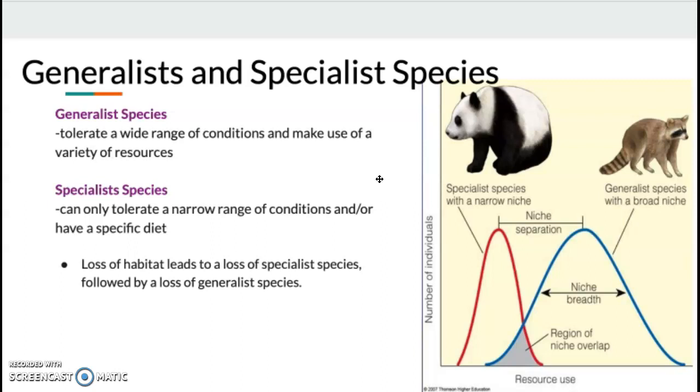So this is relating to biodiversity because as we see habitat loss, we see a loss of specialist species first as their specific resources become unavailable, followed by a loss of generalist species.